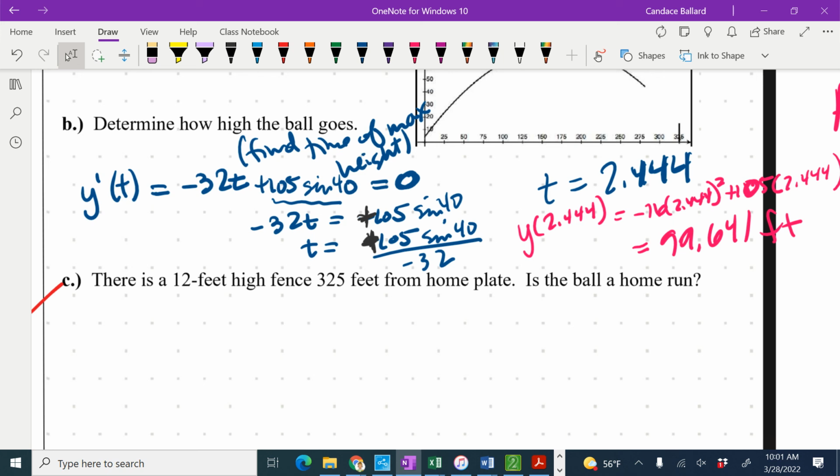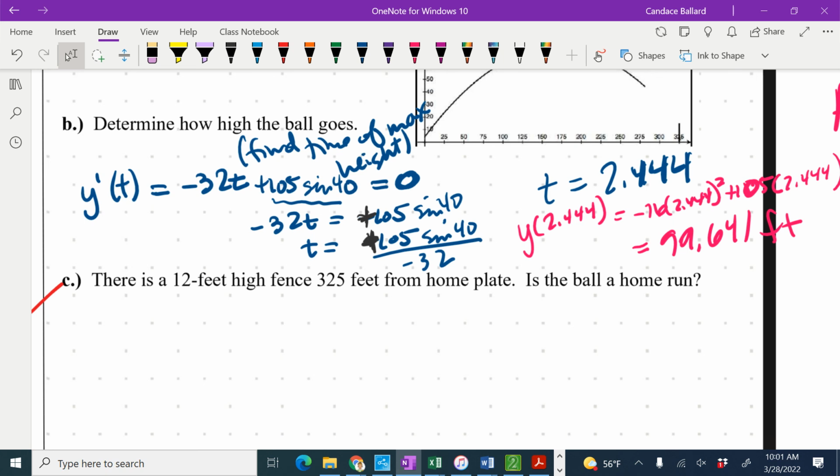Part C says there is a 12 feet high fence 325 feet from home plate. Is the ball a home run? Meaning, at 325 feet, does the ball go over? Is the ball more than 12 feet high?